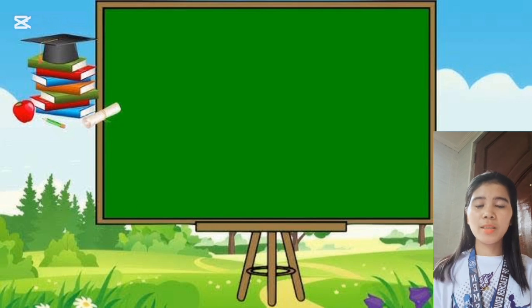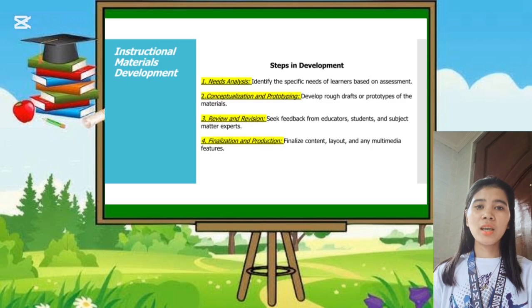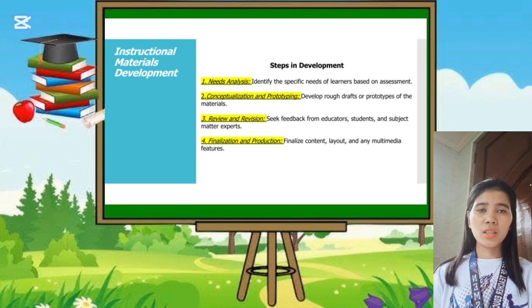And in instructional materials development, we have 4 steps in developing instructional materials. First, we need analysis. So we identify the specific needs of learners based on assessment. Second, conceptualization and prototyping. We develop rough drafts or prototypes of the materials. Then third, we review and revise. So review and revision is seeking feedback from educators, students, and subject matter experts. Then fourth, finalization and production. Finalize content, layout, and any multimedia features.